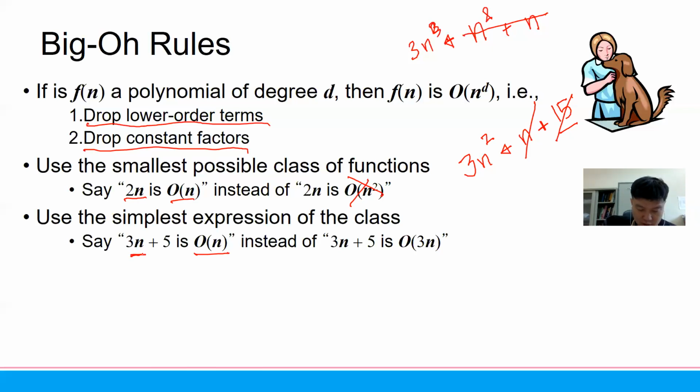So in the big O notation, we don't need to have the constant here. We just have O(n). This is not necessary because you just want to know whether it is linear or quadratic or exponential and so on. So the function is necessary, but the constant or the coefficient is not necessary for the big O rules.